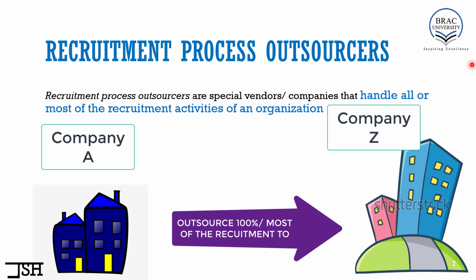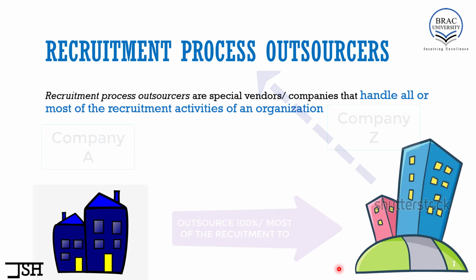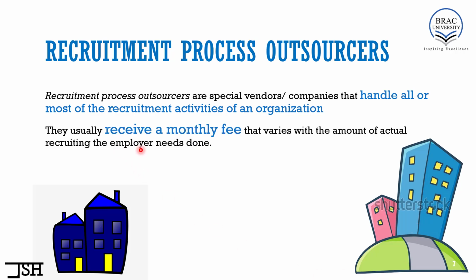Now, in this case, company Z is called a recruitment process outsourcer. Why? Because company Z handles all of the recruitment activities of company A. Again, company Z specializes in providing recruitment related services. So they provide recruitment service to company A and in return take a monthly payment or monthly fee.